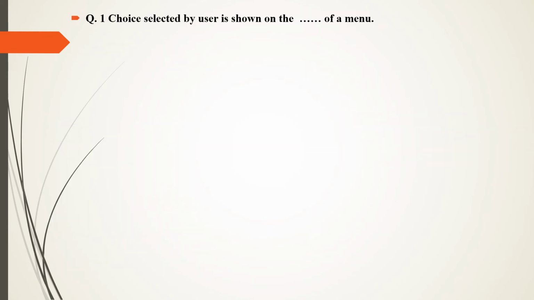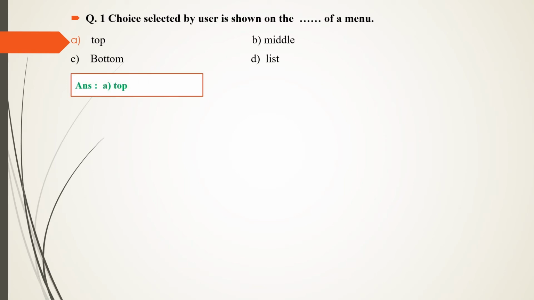Next we have some MCQs. First question: the choice selected by the user is shown on the dash of the menu. Options are: first, top; second, middle; third, bottom; and last, list. The answer of this question is top. The choice selected by the user is shown on the top of the menu.